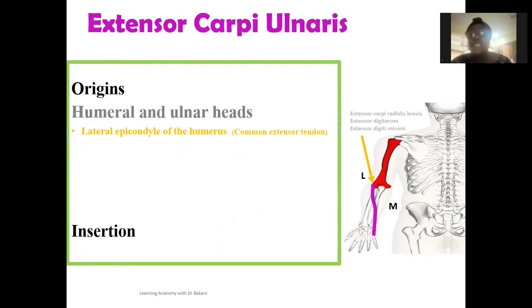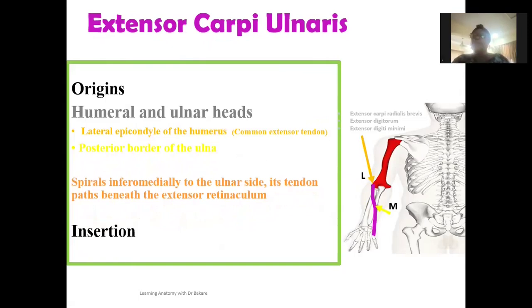So after its emergence from the lateral epicondyle, we also have some fibers of this muscle originating from the posterior border of the ulna. Don't forget that this is where we have the ulna here on the medial side. So at the posterior border of the ulna, we also see some fibers originating from this point. And this is taken as the ulnar head of the extensor carpi ulnaris. So after the origination from the two different points, they are seen to be finally directed inferior-medially.